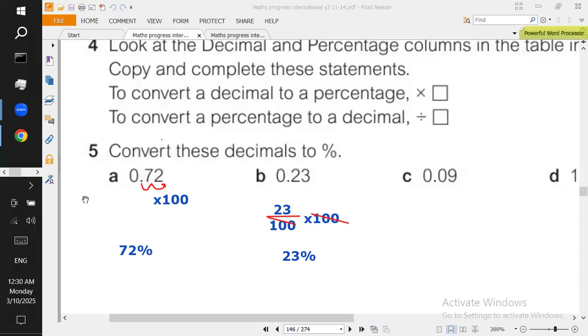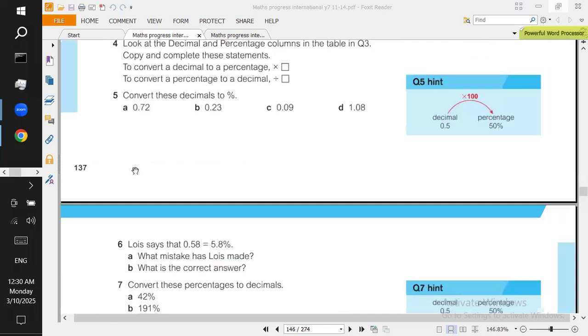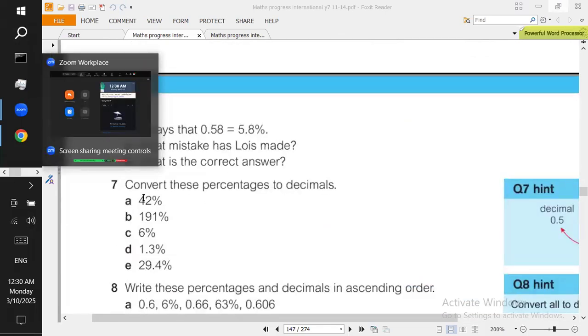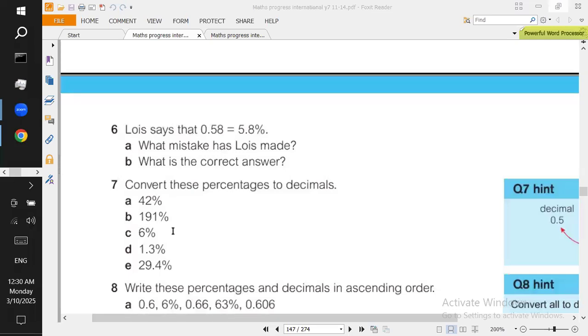Next question. Same idea. Turn these percentages into decimals. Every percentage means it's over 100. So that's 42. It means 42 over 100, like this. So it's going to be 0.42. Yes, equals 0.42. Same idea with all of them.